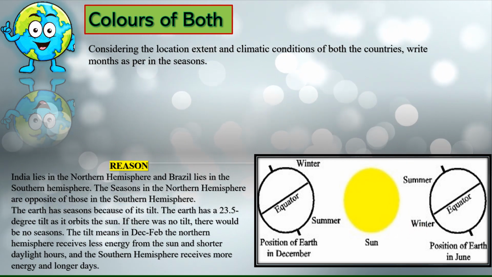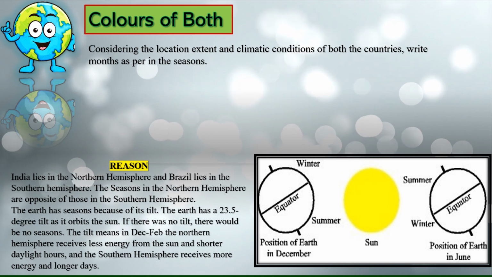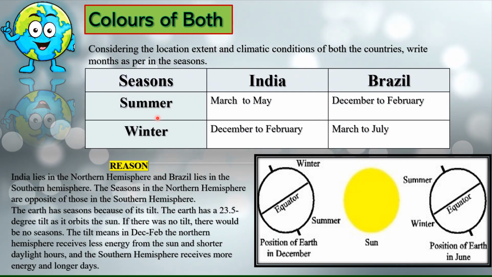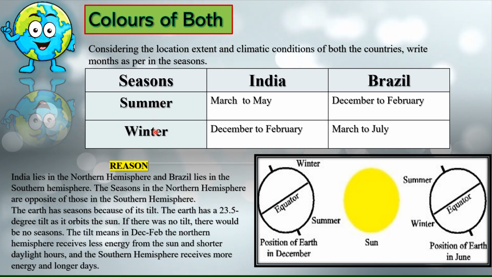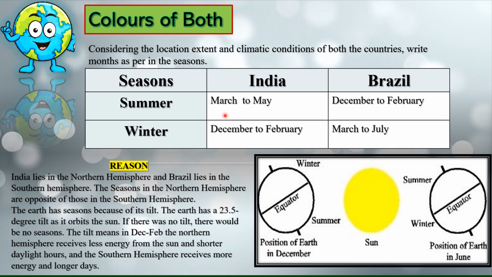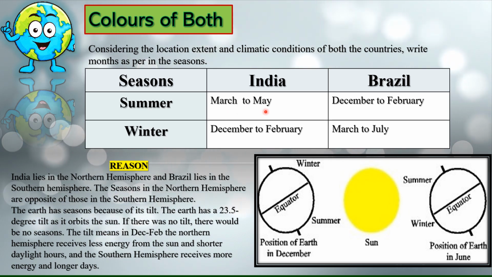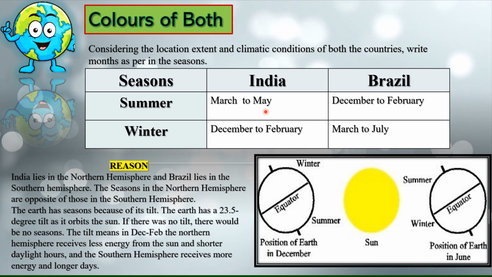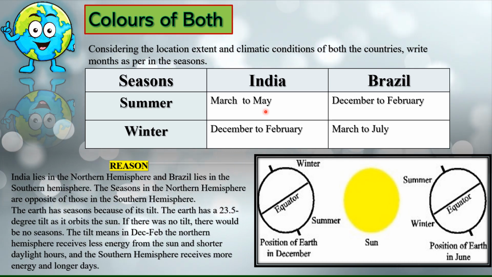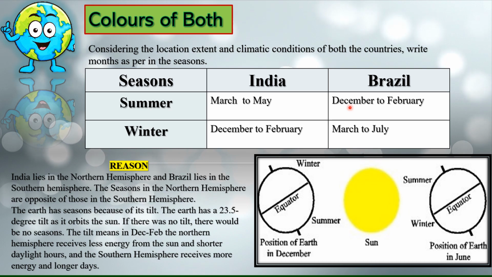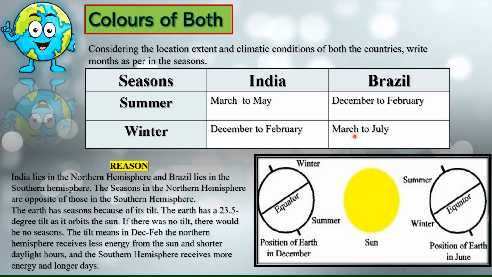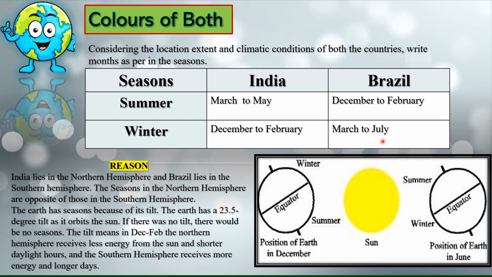So now we'll see the table. Now seasons: this is the summer season, winter season. Now India experiences summer between March to May. This is approximate, because we're just considering summer and winter. And Brazil experiences winter from March to July.